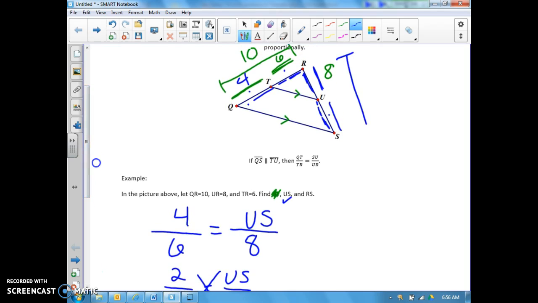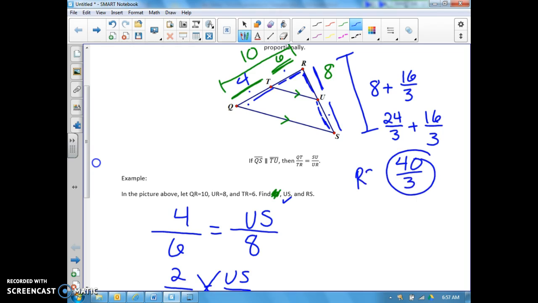Now I want to find RS. RS is this whole length here. So it has to be 8 plus 16 over 3. Well, I'm going to put 8 as a common denominator. 24 over 3 plus 16 over 3 gets me 40 over 3, which cannot reduce. So that is RS.